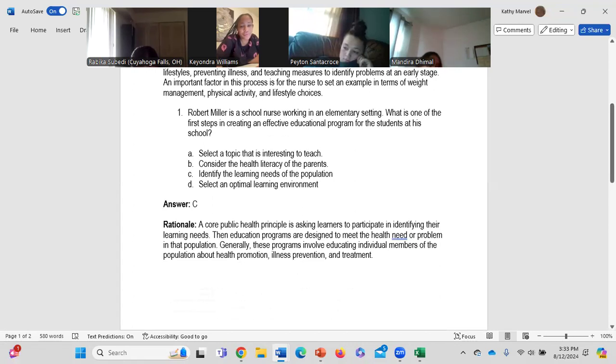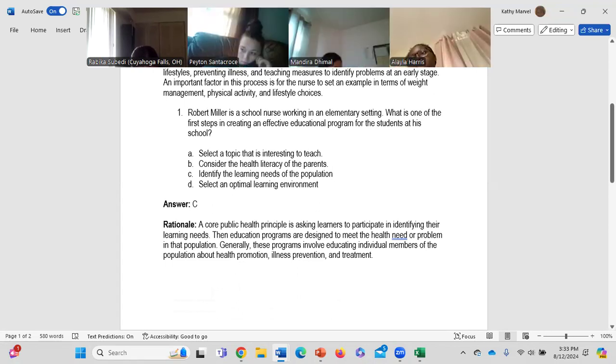We have to identify the learning needs of the population. How do they learn? Because they're children. How are we going to develop the information? Right. How are we going to develop a program without identifying what the needs are, right?